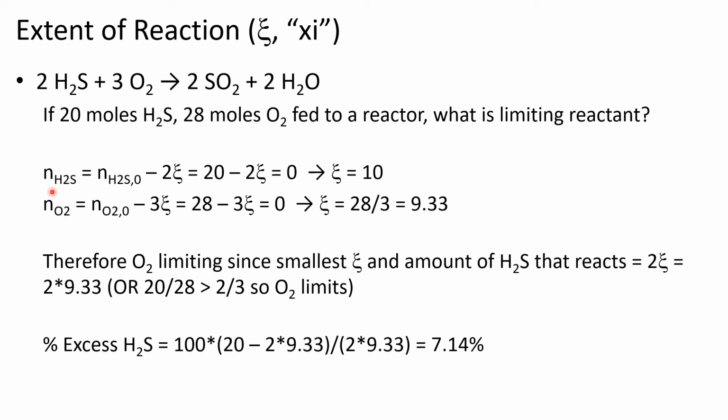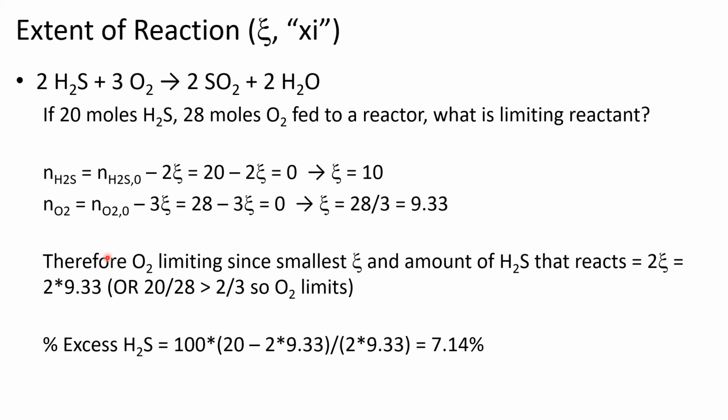So for instance, let's look at hydrogen sulfide. The amount that exits is going to be the amount that enters minus, in this case because it's a reactant, the stoichiometric coefficient for hydrogen sulfide, 2, times the extent of reaction. If we set this equal to 0, knowing that the amount that enters is 20, we can calculate a value for xi. Xi is 10. The extent of reaction would be 10 for complete consumption of hydrogen sulfide.